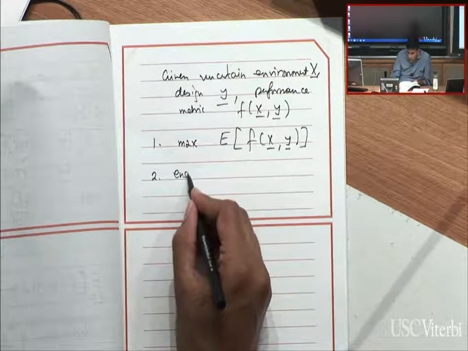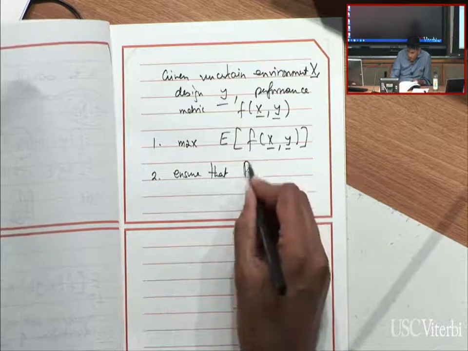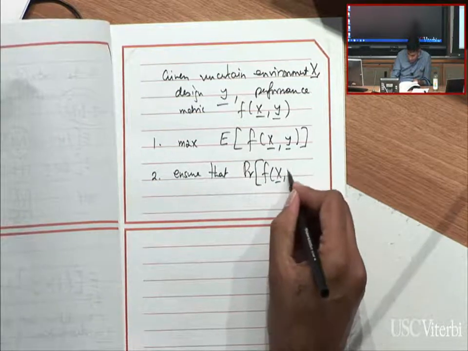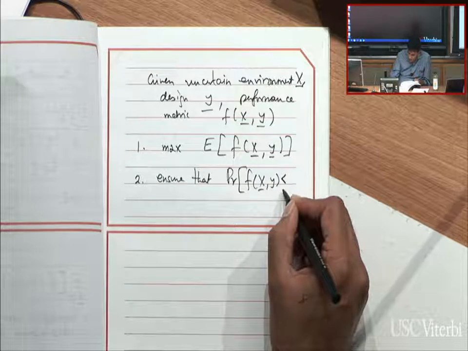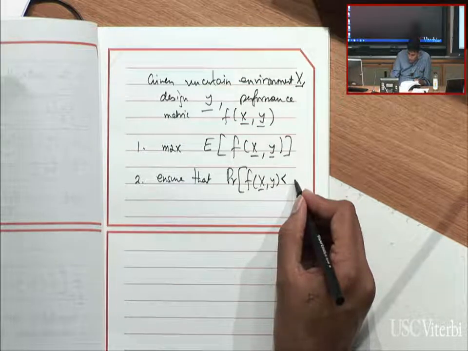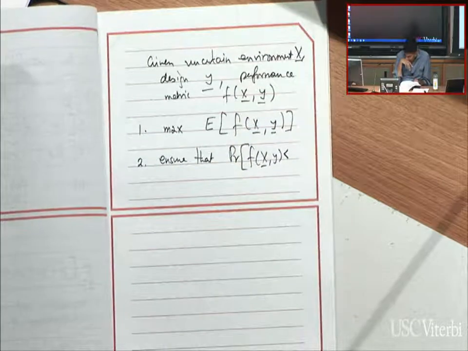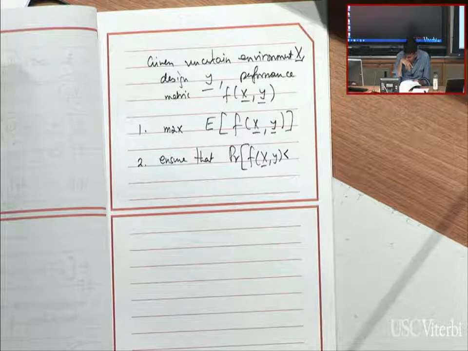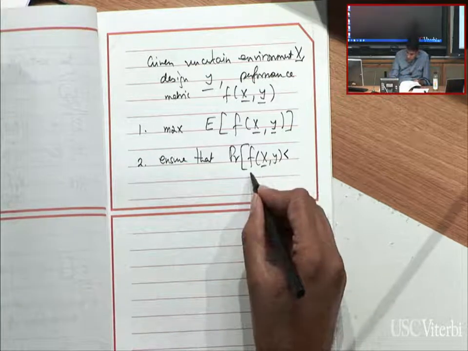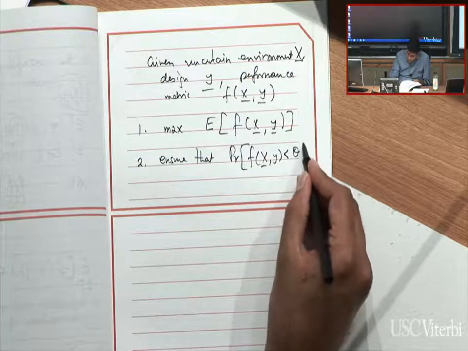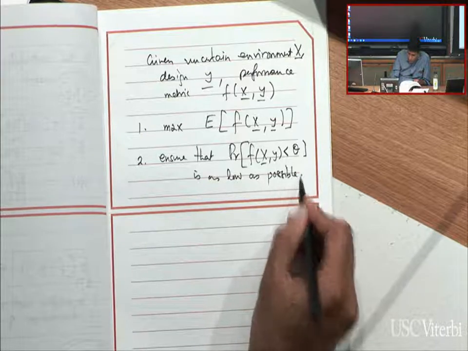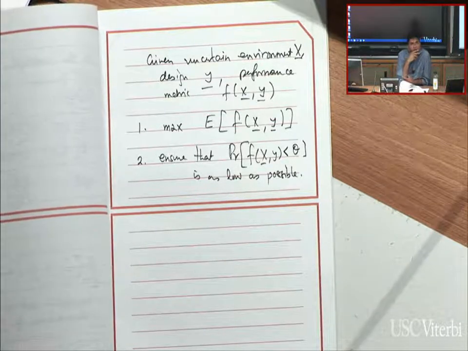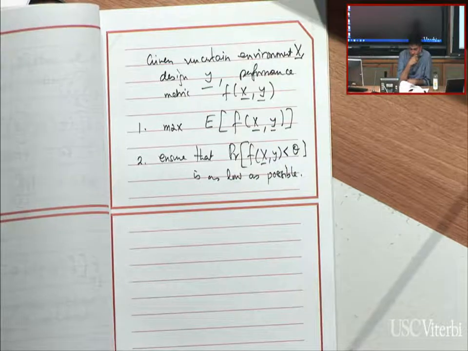let's say, ensure that the probability that it falls, well, what might we try to do? Yeah, we could try to do that. So, falls below some threshold is as low as possible. Okay, so this is a different goal. So let's think of this for a second.